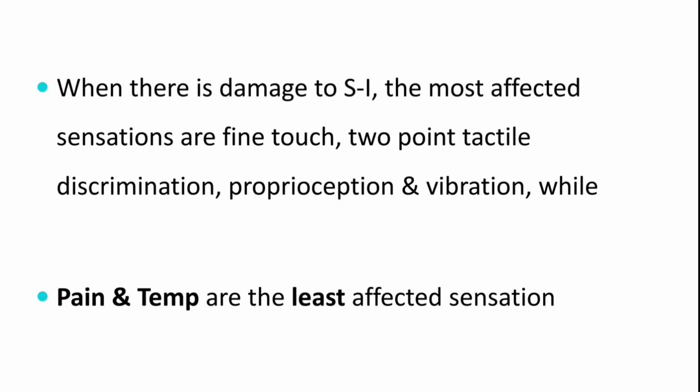Whenever there is damage to the S1 area, the most affected sensations are fine touch, 2-point tactile discrimination, vibration, and proprioception. That is all the sensations which are carried by the dorsal column medial lemniscus tract. While the sensations which are carried by the spinothalamic tract, that is pain and temperature, are least affected because to a much extent they are decoded at the thalamic level.